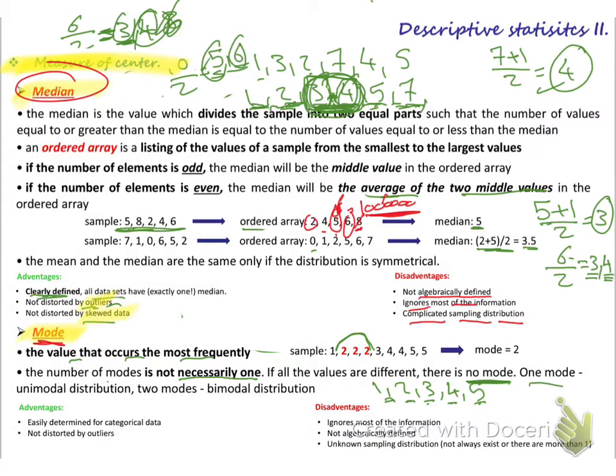1 mode is called a unimodal distribution. If I have two modes, it is called a bimodal distribution. So bimodal distribution, I have bi, two modes. If I have one mode, it will be unimodal, okay?